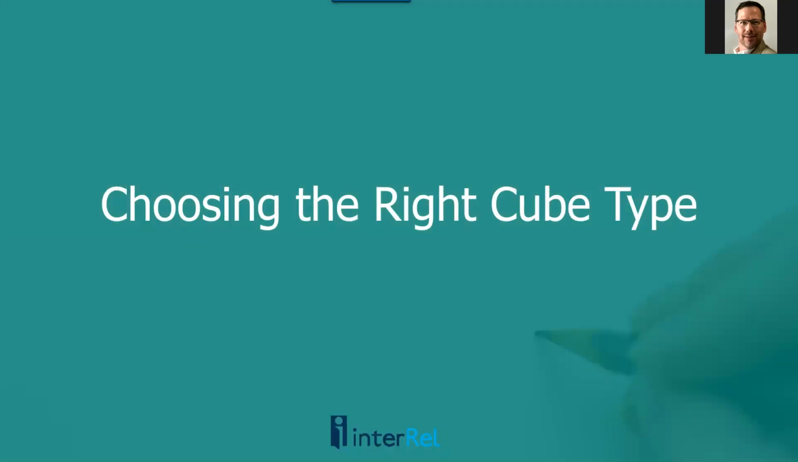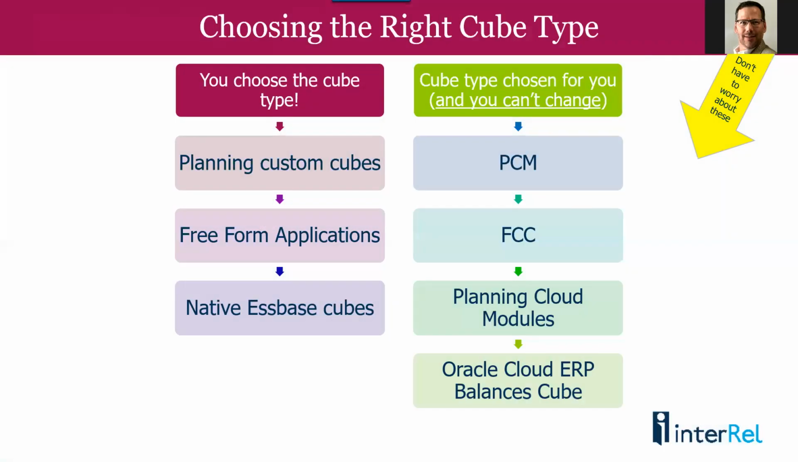Choosing the right cube type. Your choice largely depends upon your product type. For PCM, FCC, the planning cloud modules, and for Cloud ERP, your cube type is chosen for you. You don't have the option of choosing BSO, ASO, or hybrid when it comes to those tools. But for planning, native Essbase, and freeform applications, you do have the option to choose between BSO, ASO, and hybrid.